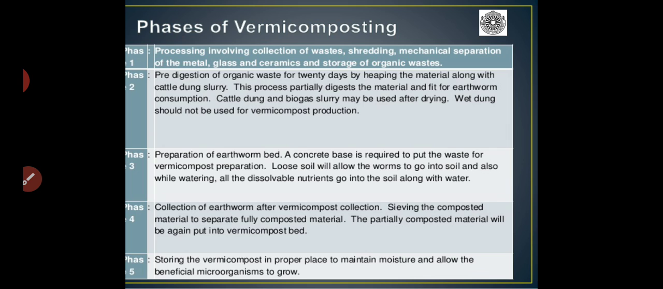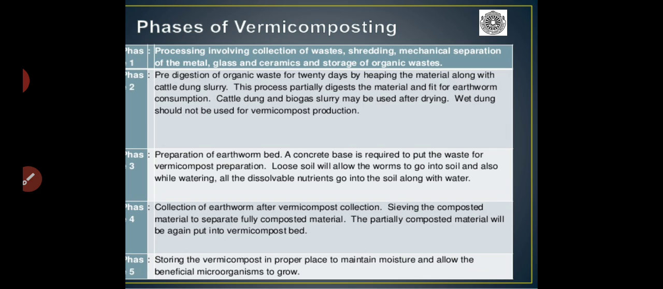Cattle dung and biogas slurry may be used after drying, and wet dung should not be used for vermicompost production, because wet dung, as you know, will increase the temperature of the bed, which is not suitable for earthworms.